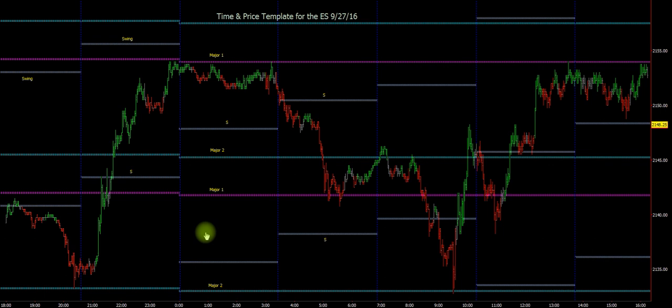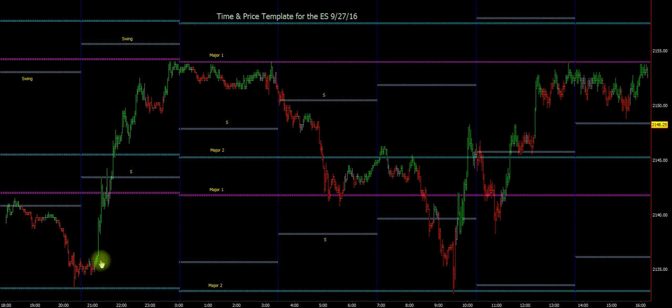I want you to notice also these dotted blue lines. Those are the time windows. That's when one time window ends and another begins. So, first things first. Tell me if you notice something when we get near a time window. What ends up happening? We get a major move.